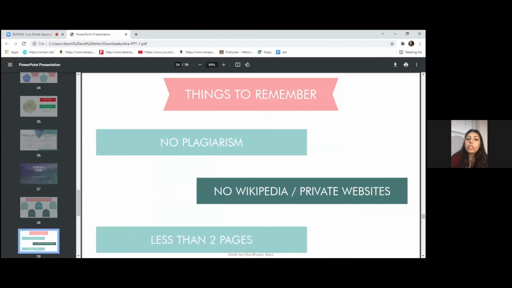Okay, so things to remember when you're writing a position paper: all the dais members always check for plagiarism. Usually up to 10% plagiarism is acceptable to dais members. However, if it's more than that, then we believe you have copied it from somewhere, so it completely gets rejected. And no Wikipedia or private websites. You're a country, you have your government websites, use those.